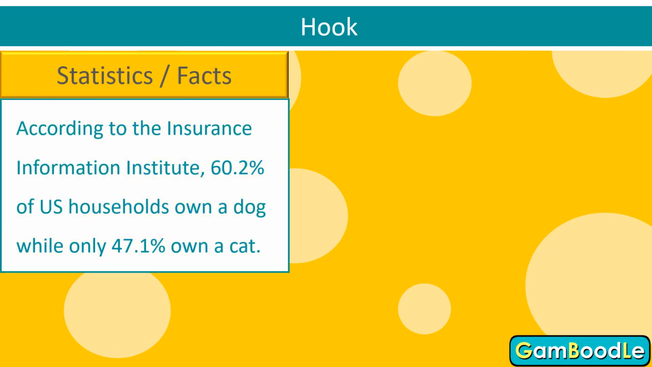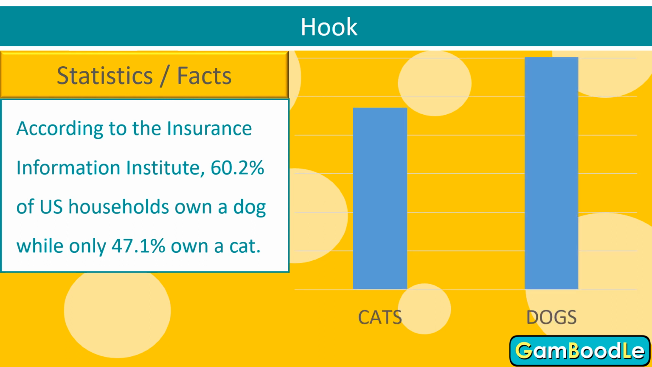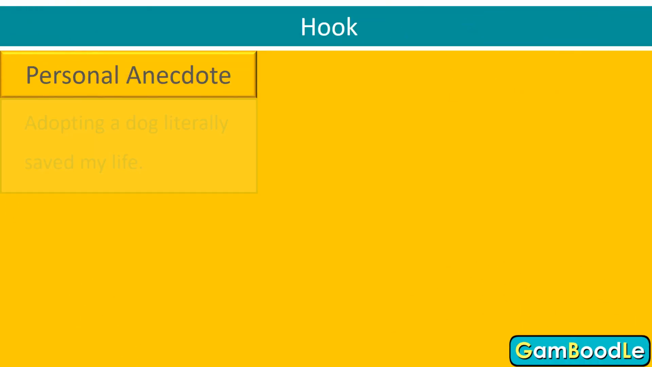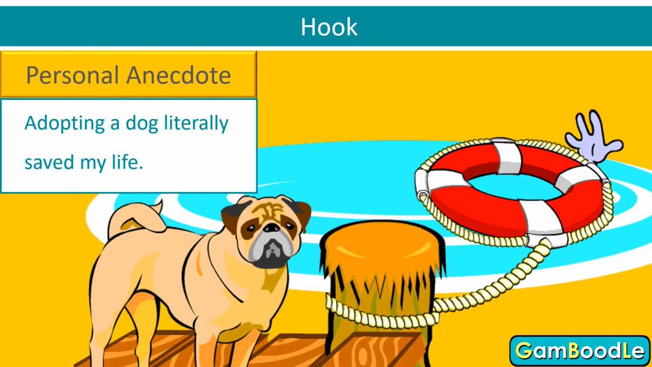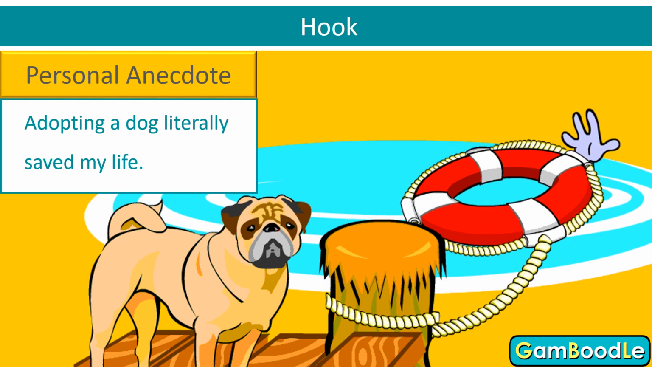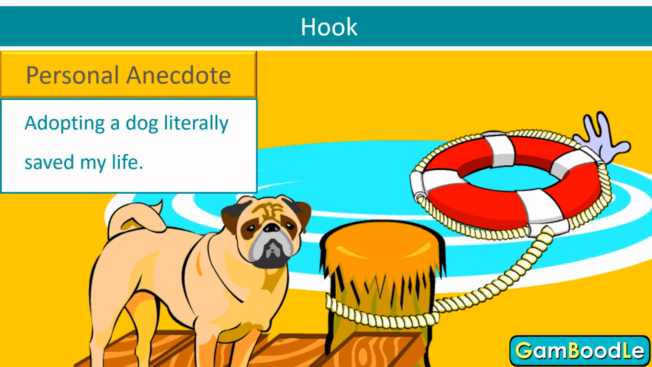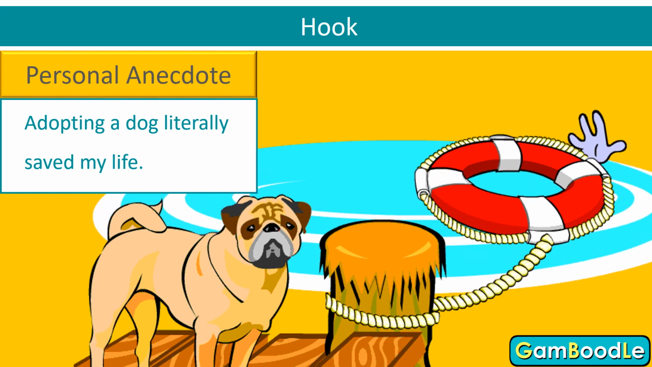According to the Insurance Information Institute, 60.2% of U.S. households own a dog, while only 47.1% own a cat. Similar to referencing research, hooks can also refer to statistics or facts that help reinforce your position. Adopting a dog literally saved my life. An intriguing anecdote can personalize your essay and draw the reader in.